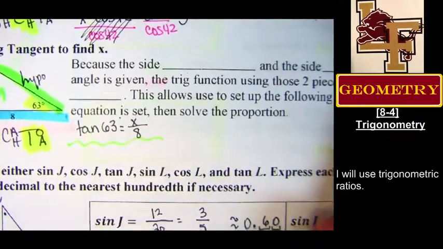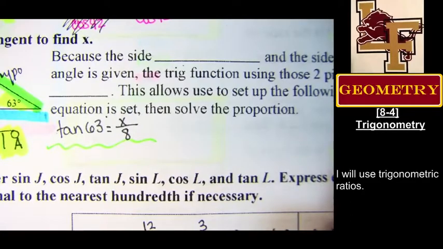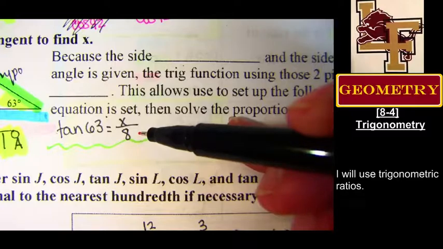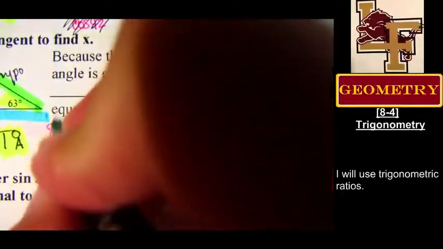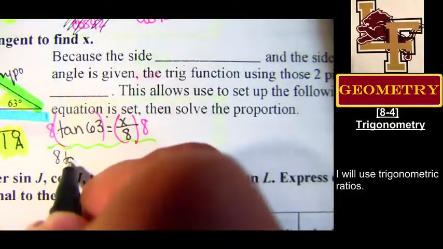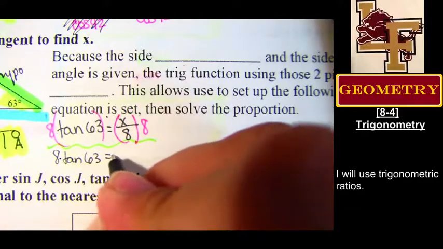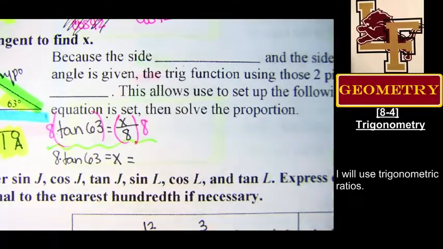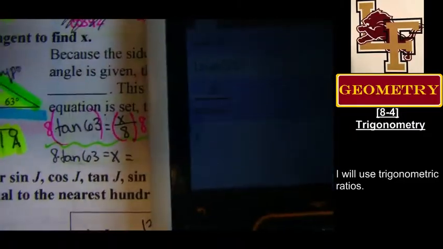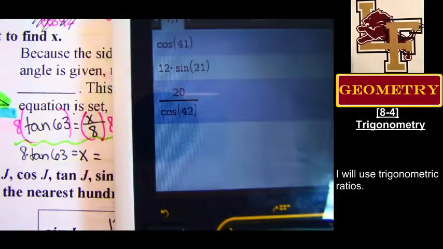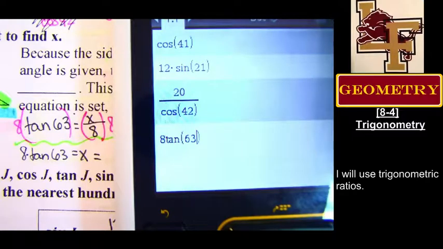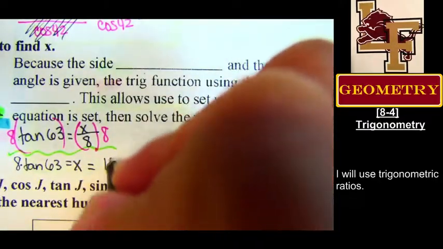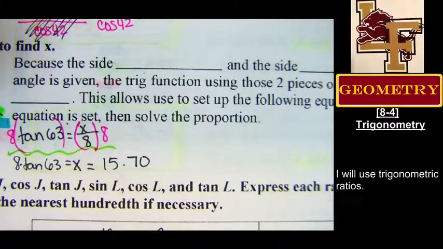What's happening between x and 8? Dividing. How do you undo division? Beautiful, by multiplication, and as you said, we're going to multiply by 8. It gets written 8 tangent 63, but that really means 8 times the tangent of 63. And so go to your calculator and literally type 8 tangent 63. 15.70. Okay. That's it. That's all there is to this.